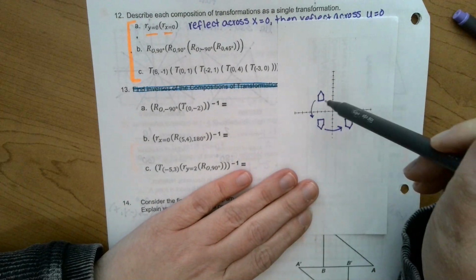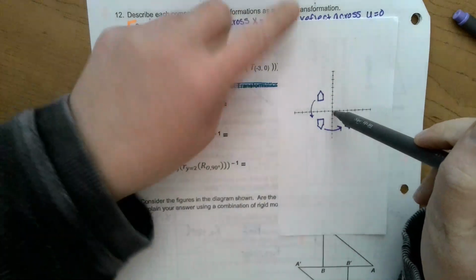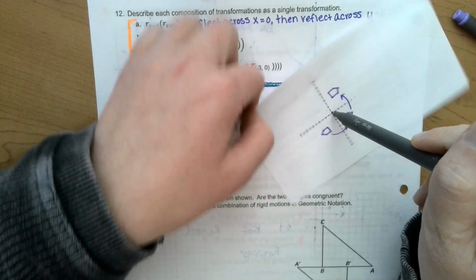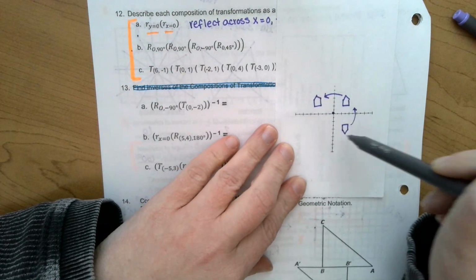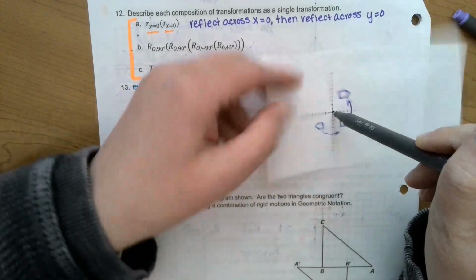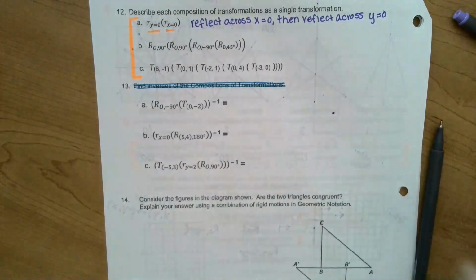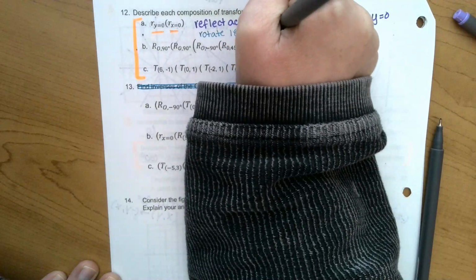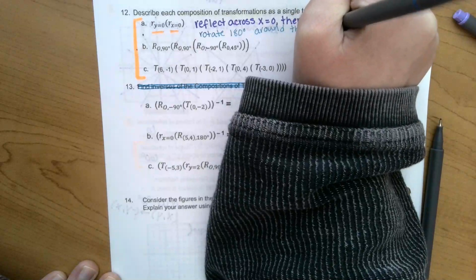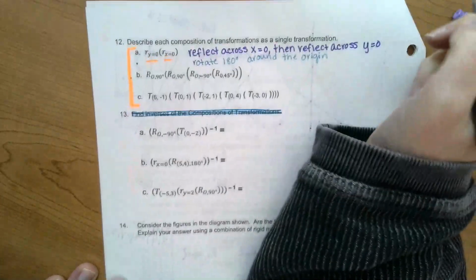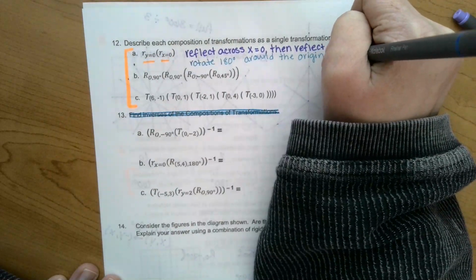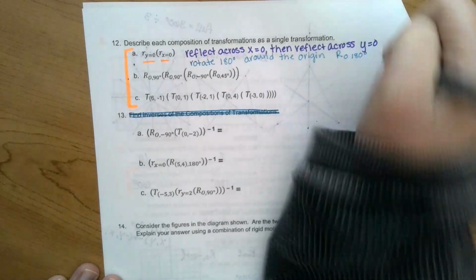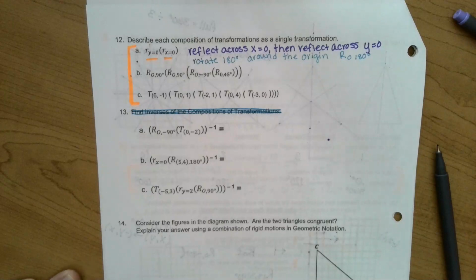So what's something I could do instead of reflecting twice? Well, let's look at this. What happens when I rotate it 180 degrees? The thing that was here is now here. So rotating 180 degrees does the same thing as reflecting across both axes. So let's write that in blue right here. Instead of reflecting, we can rotate 180 degrees around the origin. And if I want to write it in our notation, that would just be rotate around the origin 180 degrees. And you can do clockwise or counterclockwise. I don't care.